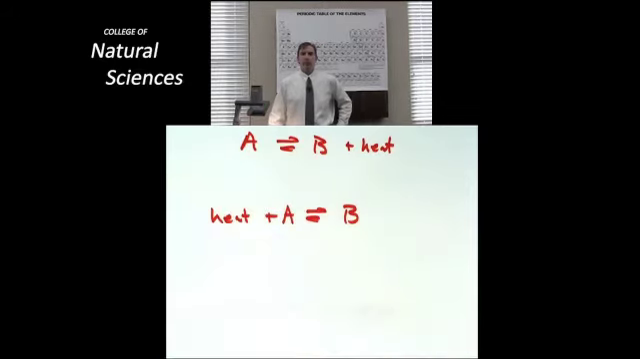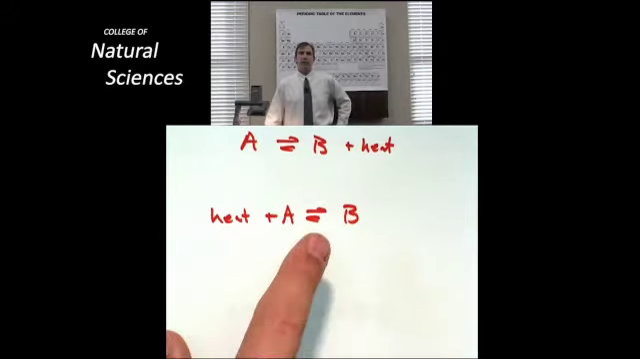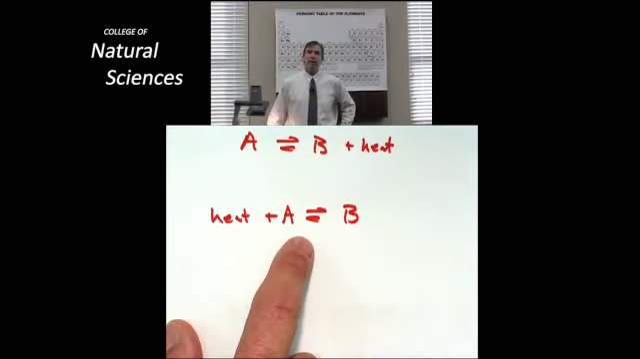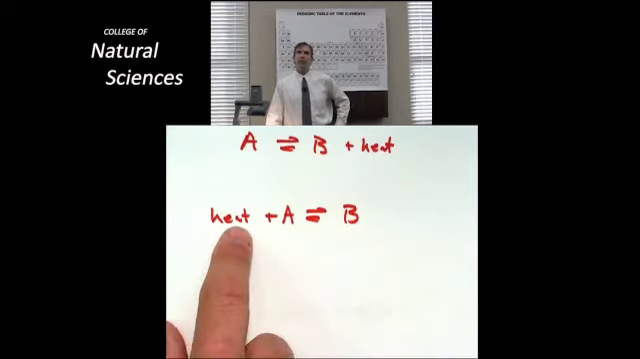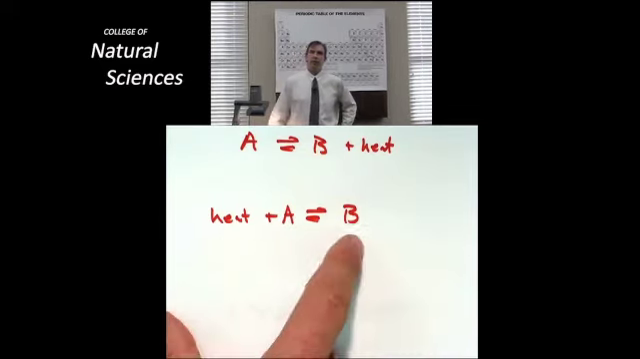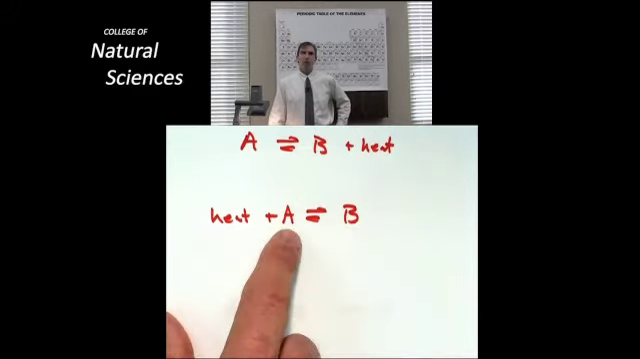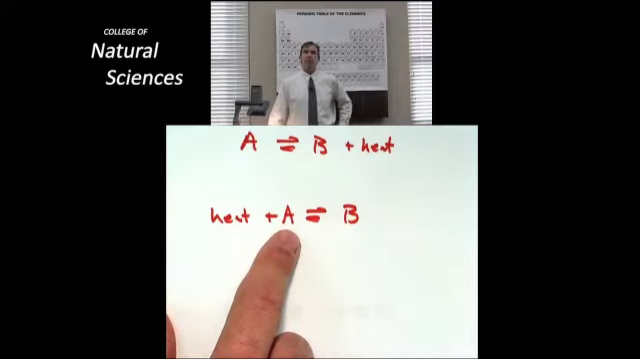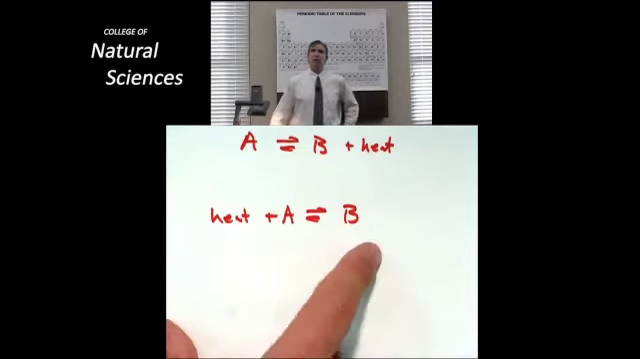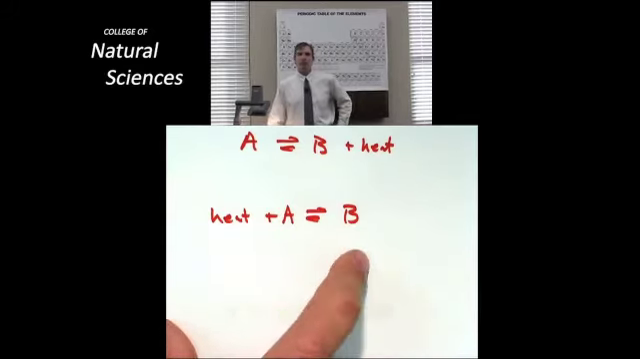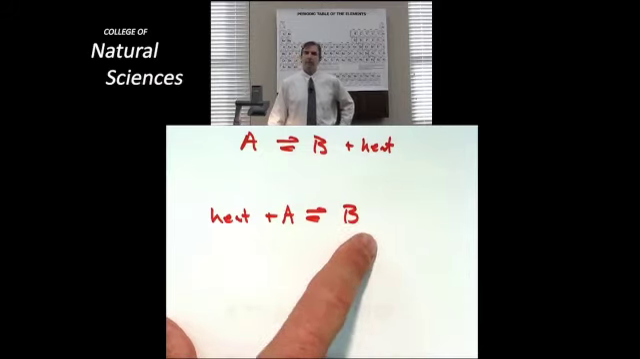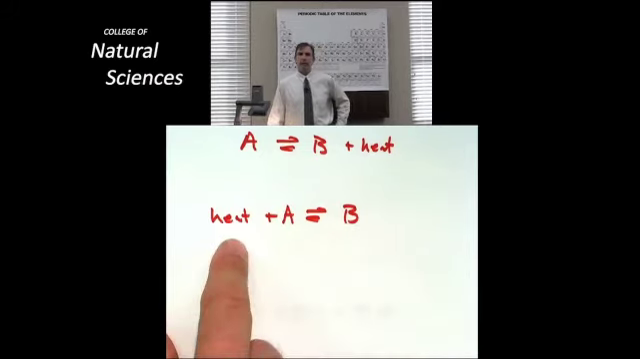Let's look at the endothermic cases. I decide to heat this system up. When I heat this system up, the system says I don't like the heat, so it shifts to the right to get away from it. And as a consequence, I end up with more B than A, and K goes up. Or I decided to cool this system down. The system says, boy, I don't like it cold. I want to warm it up, so it shifts to the left. That makes less B and more A, and K goes down.